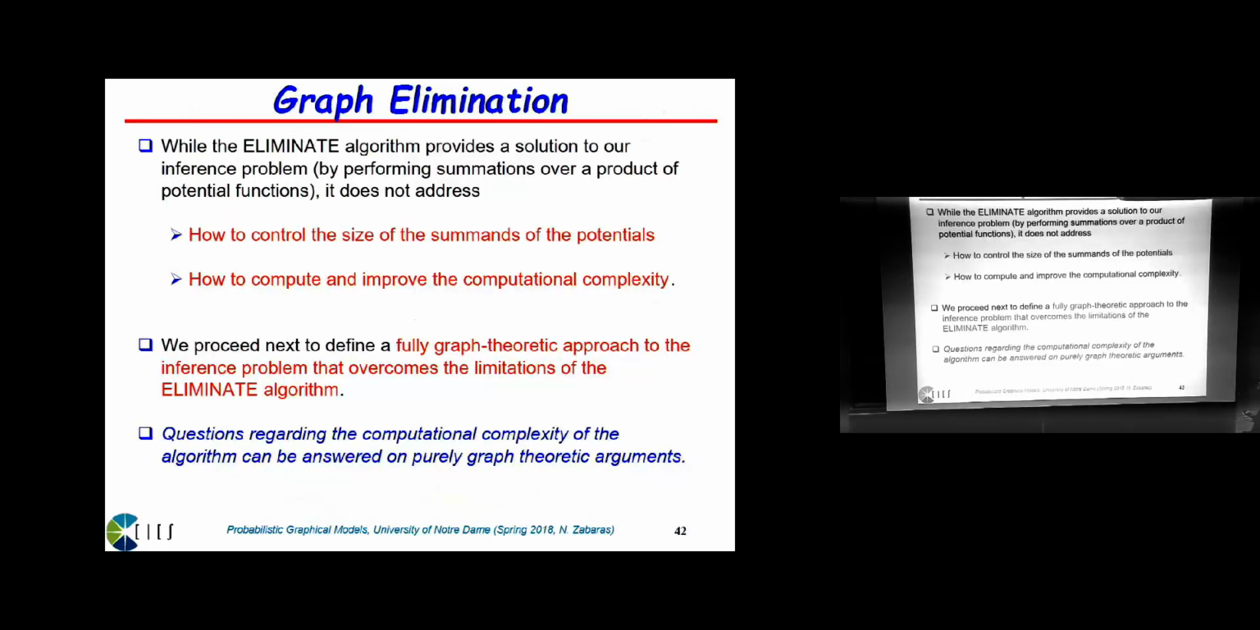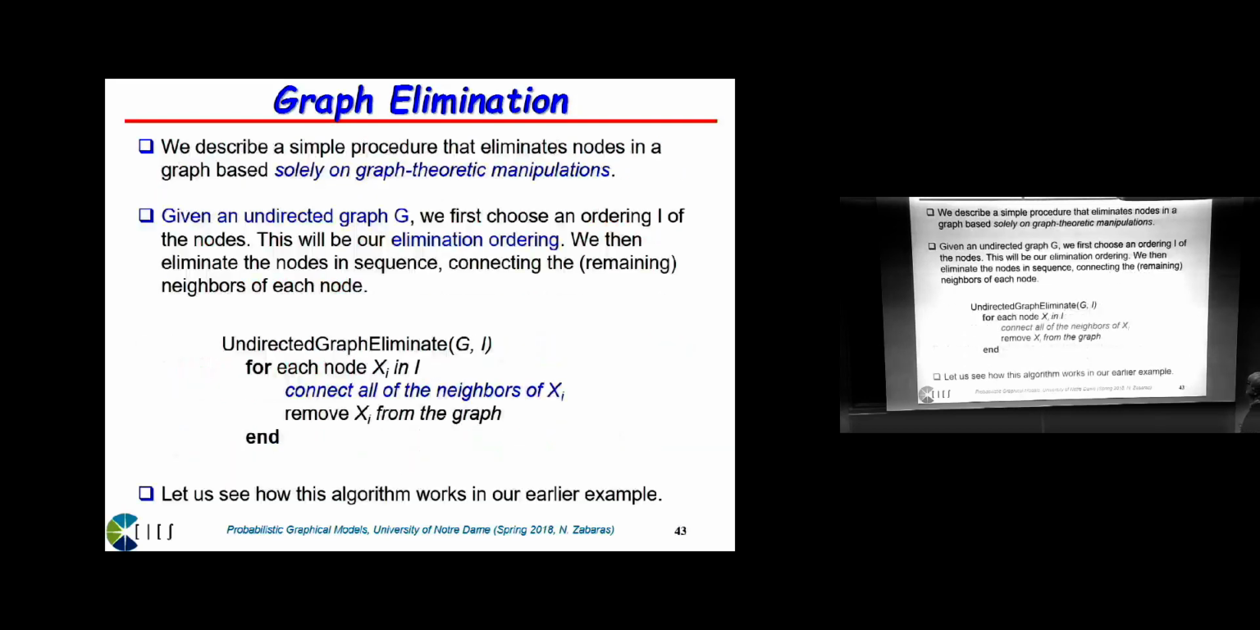So we need a graphical way that somehow helps us to control the complexity of the elimination algorithm. So we need to see how we're going to do this. And I'm going to start with this idea of what I call graph elimination, which is sort of the graph analog of the elimination algorithm we have seen. But I am going to pose this for undirected graphs for a reason, and then I will generalize to directed graphs.